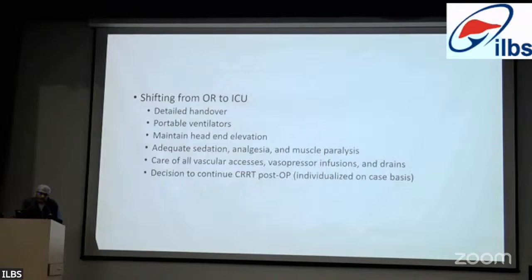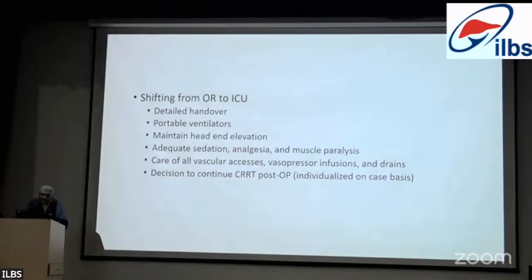Most important, shifting the patient is not just transferring responsibility to your anesthesia colleagues. The senior surgical team member always goes with the patient while shifting from the OR to the ICU. There should be a detailed handover, and there should not be any communication gaps. While shifting, look after the portable ventilator, try to avoid hypercapnia, and maintain head elevation to avoid sudden mishaps. Ensure adequate sedation, analgesia, and muscle paralysis to avoid bucking and sudden coughing of the patient. Take care of all vascular access, especially vasopressor infusions, to avoid cardiac instability. Surgeons especially should look after the drains, so they do not get caught and accidentally removed while shifting.